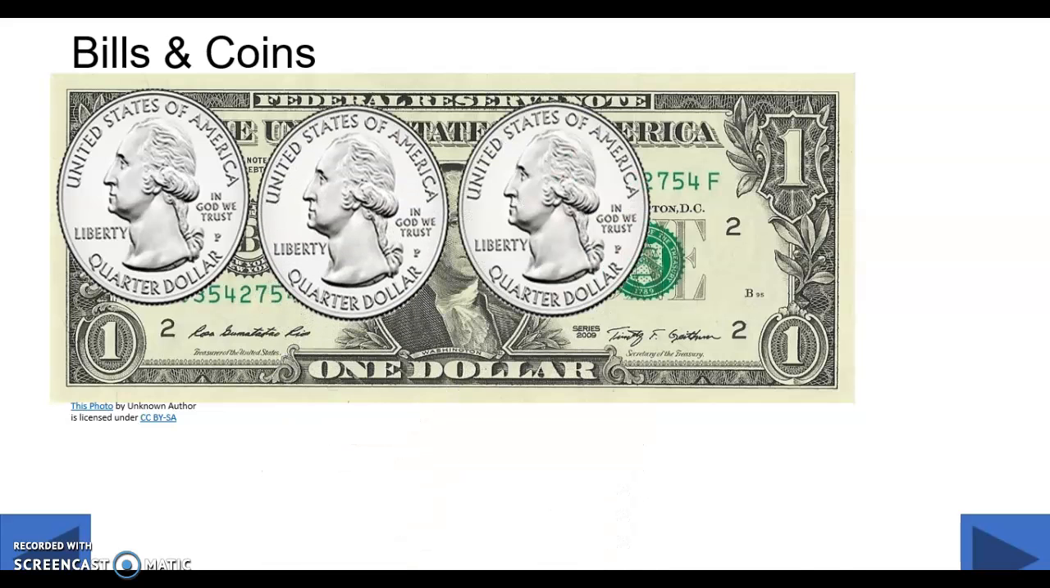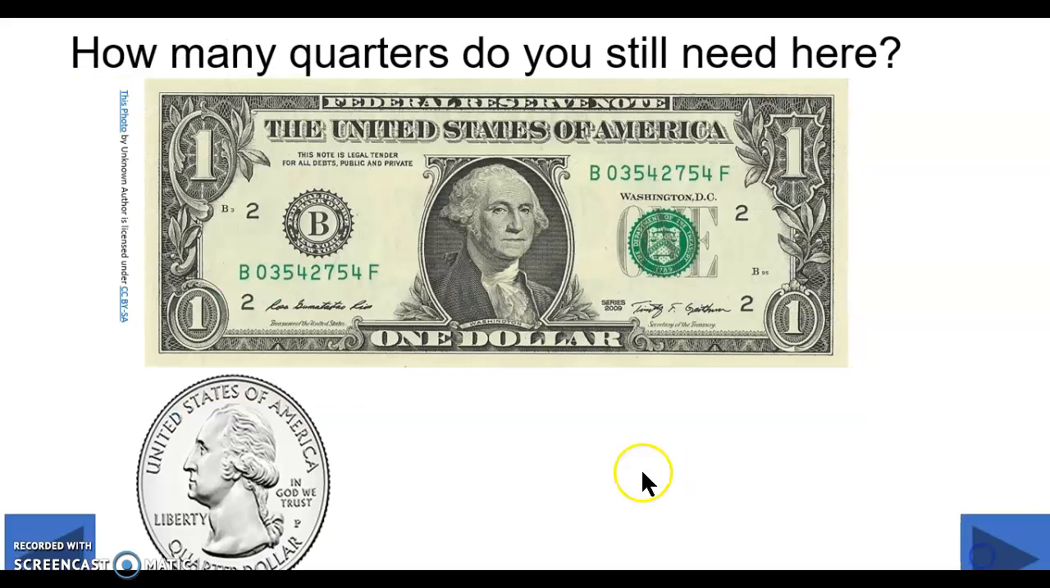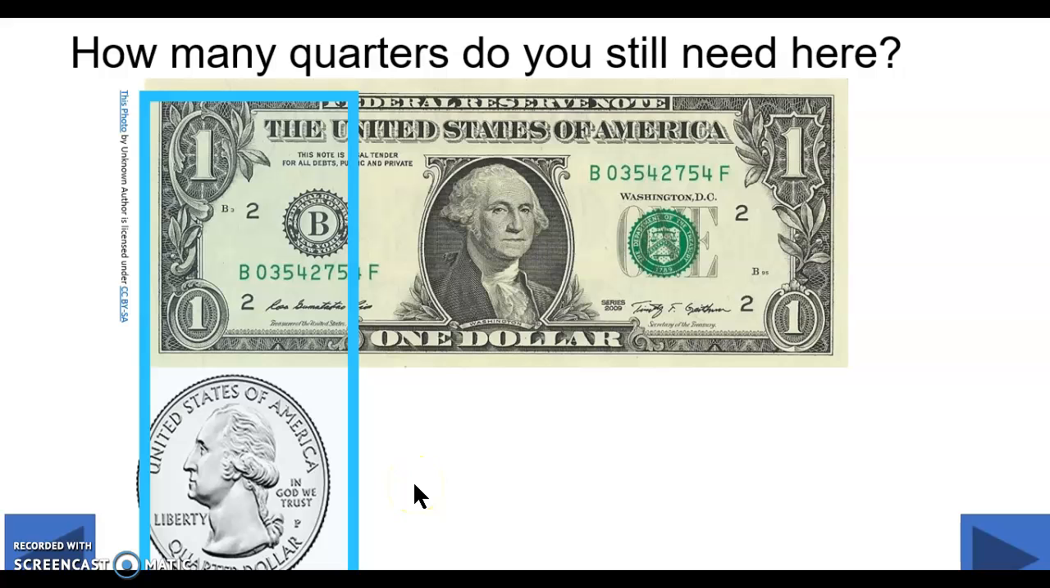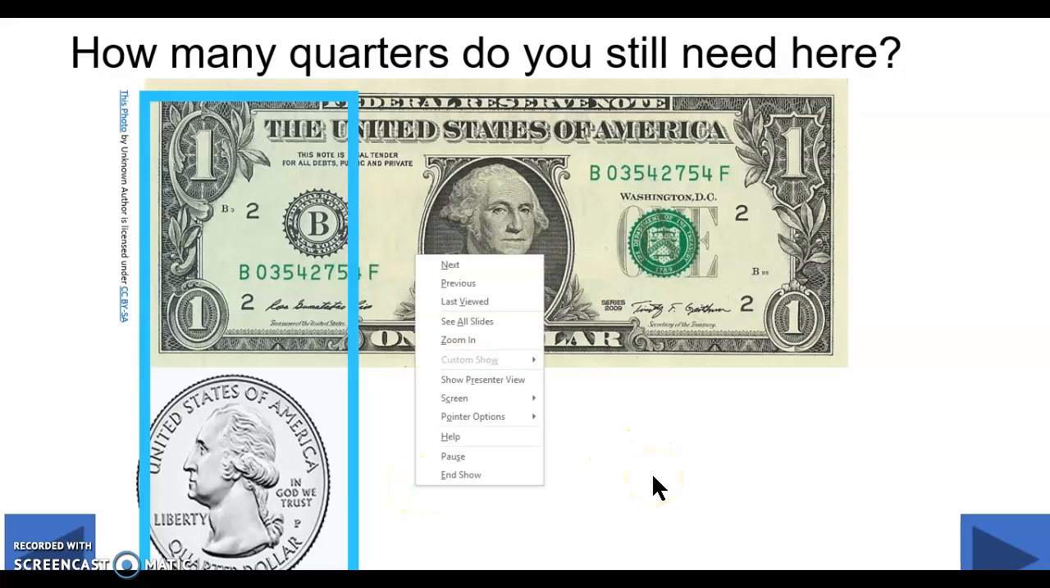I'll speed this along. Okay, the next slide. 1 quarter is 25 cents. In the next series, I pose, again, 1 quarter is 25 cents. That's 1/4 of $1. And then I ask them, how many quarters do you still need here to make a whole dollar? That lets the student have errorless learning. They can think about it, and then they'll be given the answer.